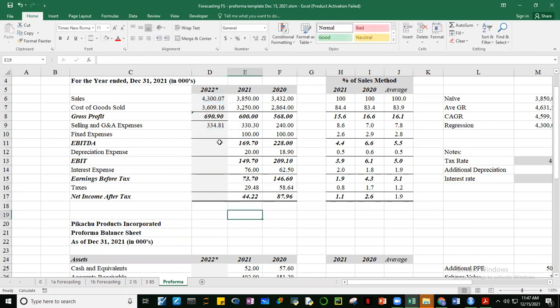Okay. Alright, fixed expense guys, syempre ang fixed expense regardless of the level of sales, pare-pareho lang yan. So let's just equate it to 2021. So our EBITDA will now be equal to your gross profit less your two expenses, yung selling at saka fixed expenses natin. Okay, 256.1 yung EBITDA natin.